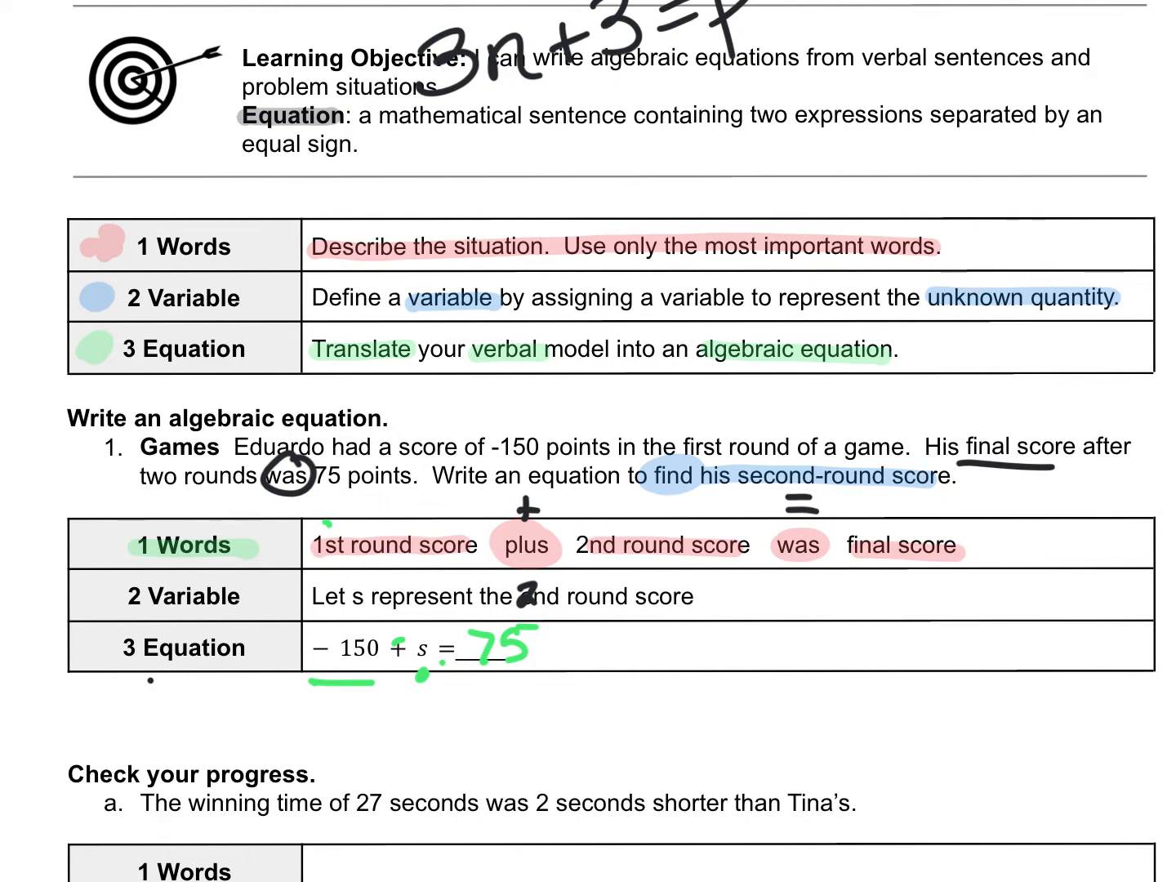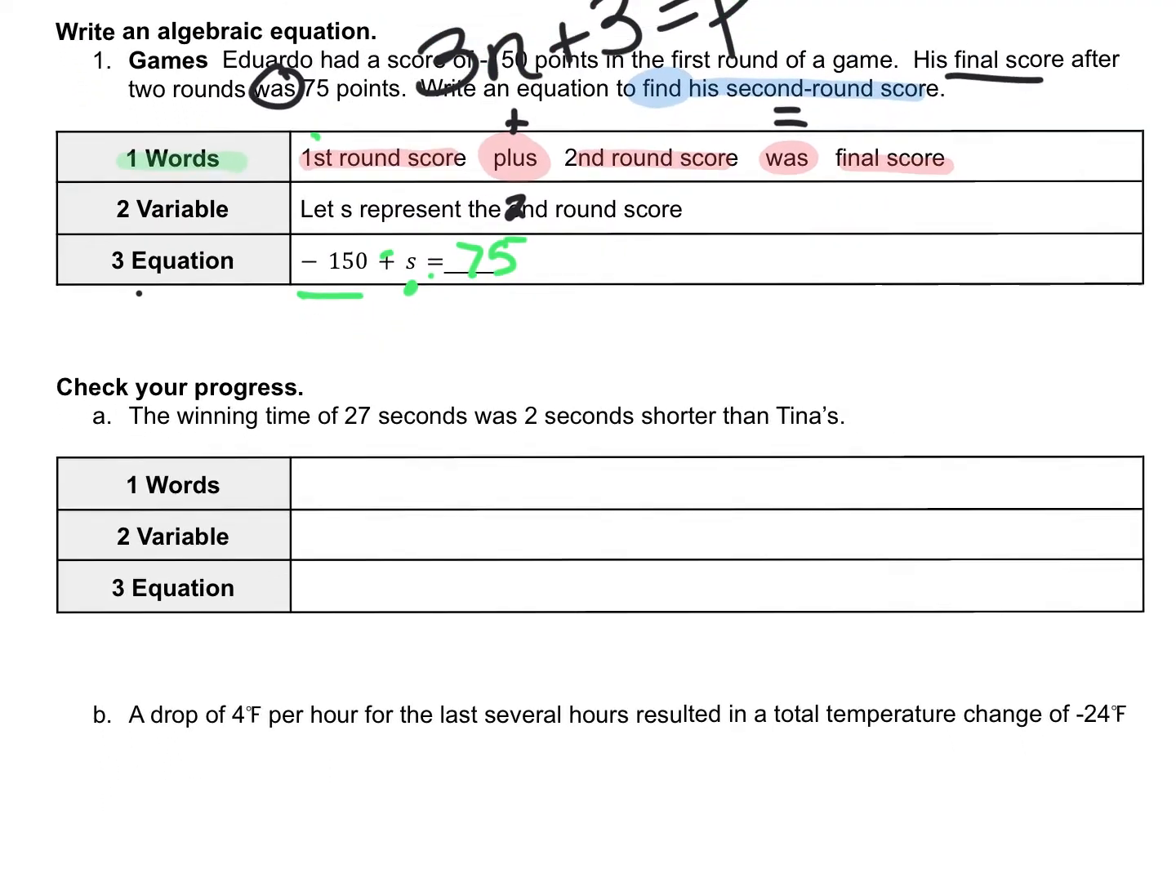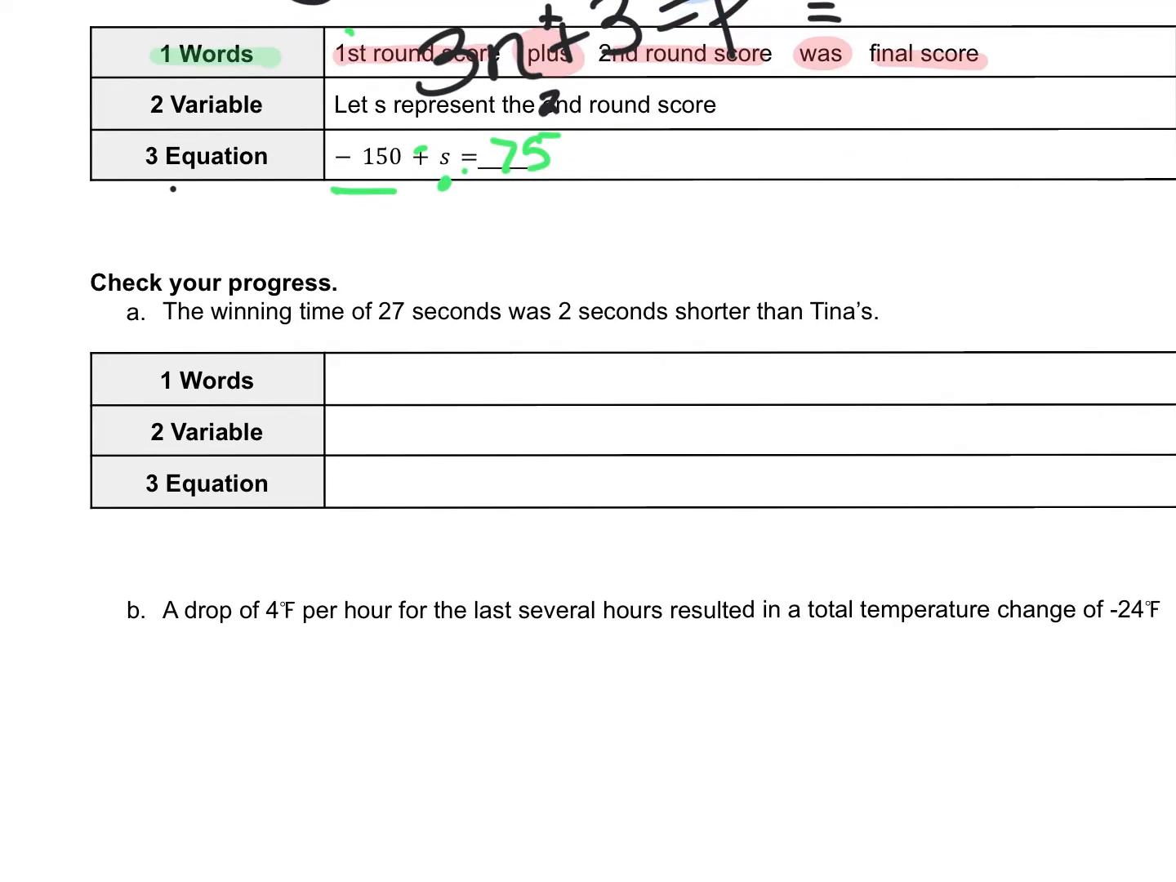Remember, you're in control of the pace here, so pause as you need. Maybe you try this next one on your own and then come back to check. But make sure you read it back to yourself to see if it matches. So I'm going to go back real quick and read this one. A score of negative 150 plus another round gives me a final score of 75. Sounds good.